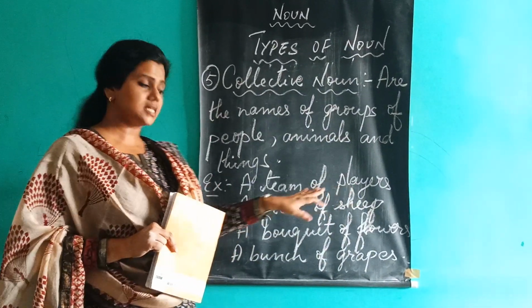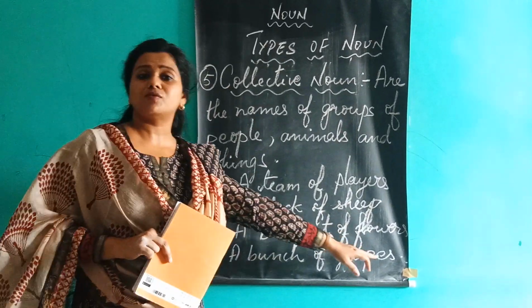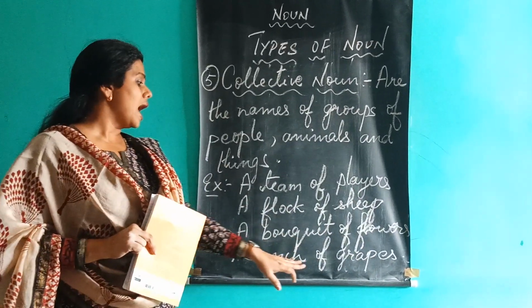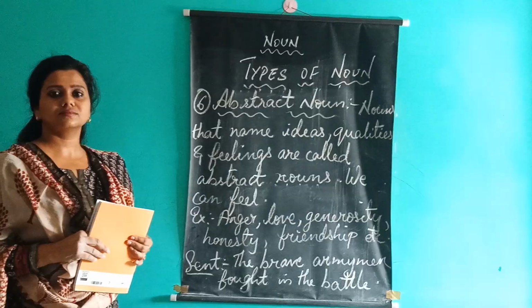The group of players is known as team. Group of sheep is known as flock. Here the group of flowers is known as bouquet and group of grapes is known as bunch of grapes.